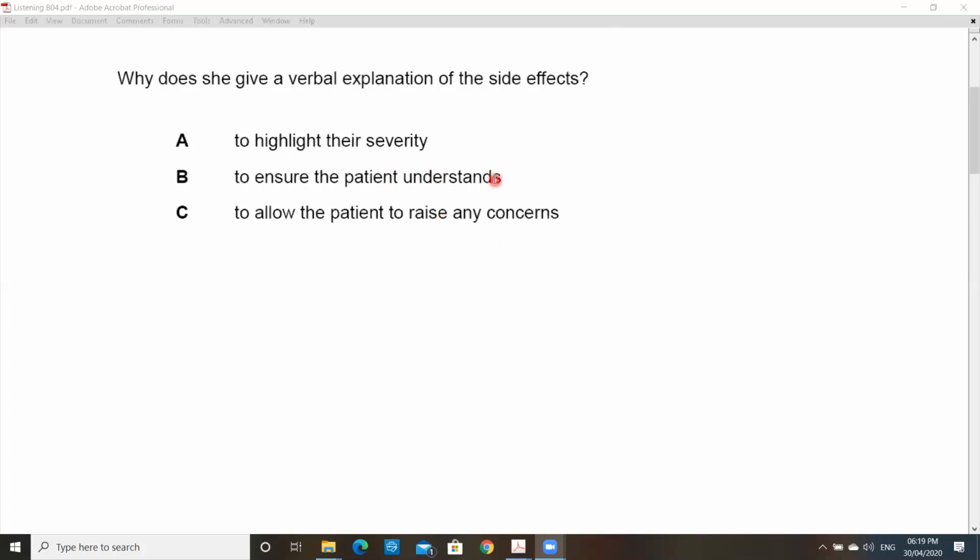Because as we predicted, if B was the correct answer, they might have said that the language in the booklet is very difficult, so I just wanted to simplify things for you. But we didn't have any such expressions. We also didn't have any expressions about highlighting or warning about the severity of the side effects.